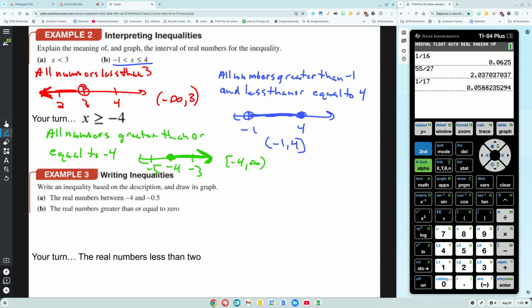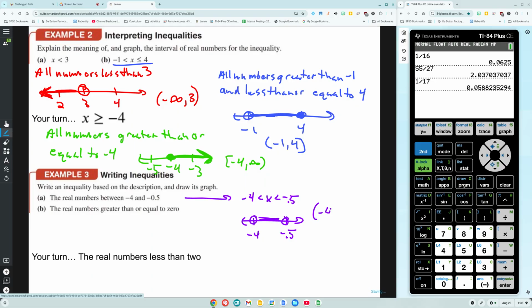So here we go. A says the real numbers between -4 and -0.5. Well, in between -4 and -0.5, I would have -4 is less than x, which is less than -0.5. On a number line, I would have a -4, I would have a -0.5. I'm not including either one of those endpoints, and I'm shaded in between, which means as an interval, it would be parentheses, -4, comma, -0.5, parentheses.